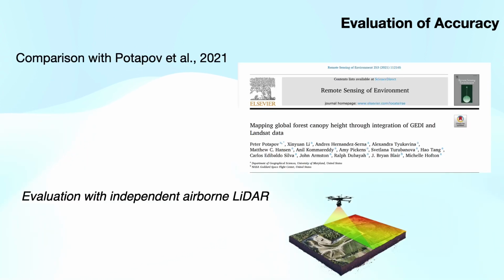The authors also compare with existing literature, in this case Potapov et al. 2021, which also uses GEDI and this time another satellite called Landsat to predict canopy height. And they found out that their model is actually more accurate than Potapov's. And in order to compare, they evaluate with independent airborne LiDAR, which we generally consider as more accurate, more of an on-the-ground truth of canopy height. And indeed, their model does produce a better result.